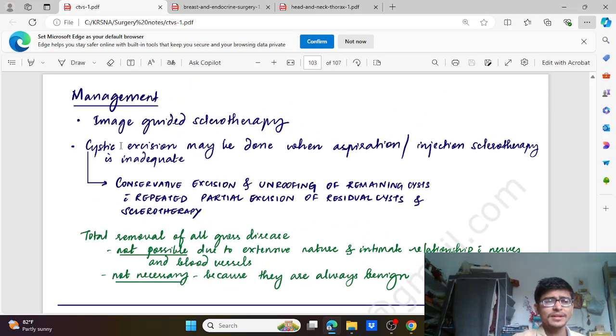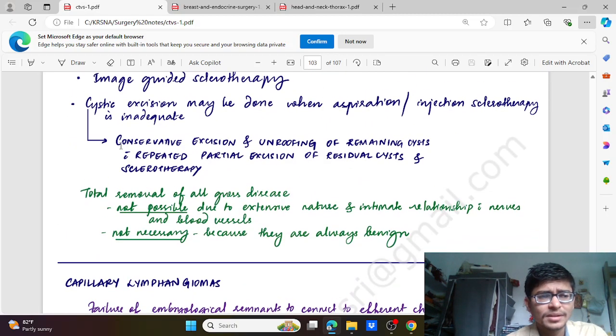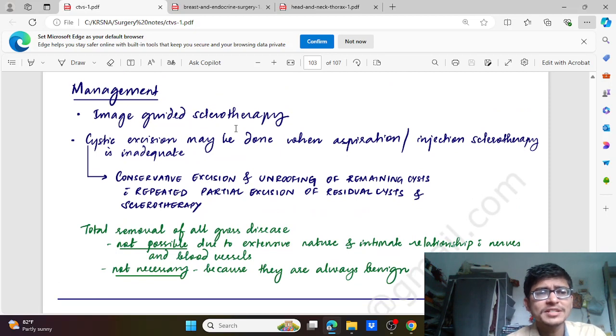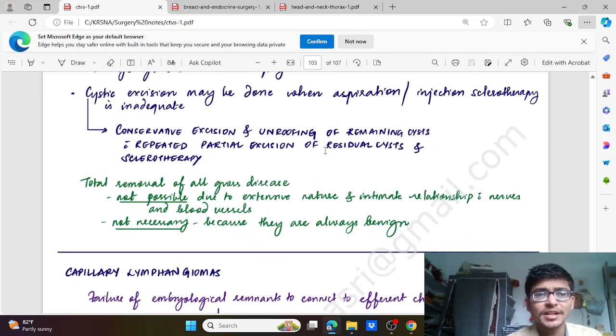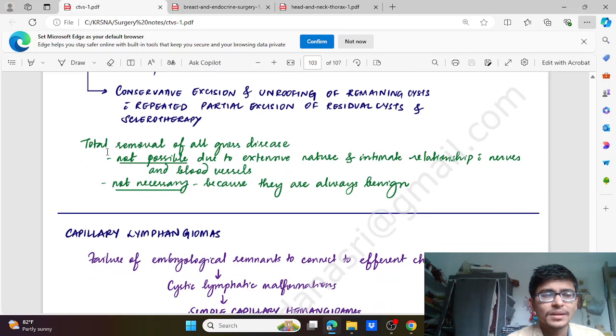Then we have the management. We could try image-guided sclerotherapy as an alternative, but cystic excision may be done when aspiration and injection sclerotherapy is inadequate. Conservative excision and unroofing of the cyst is done, with repeated partial excision of the residual cyst and sclerotherapy. Total removal of all gross disease may not be possible due to the extensive nature or intimate relation with the nerves and the blood vessels, and is not necessary because they are always benign.